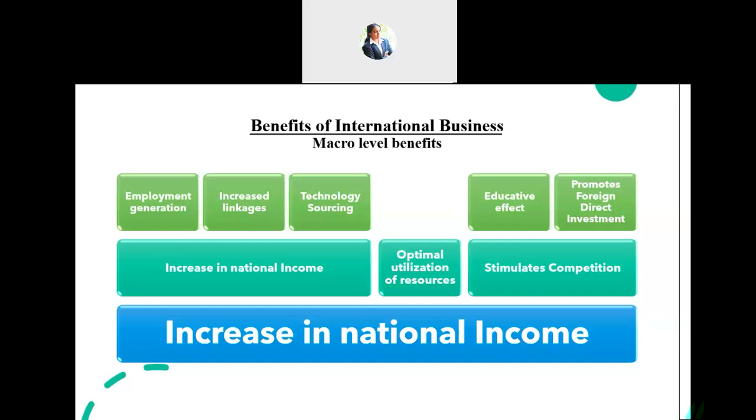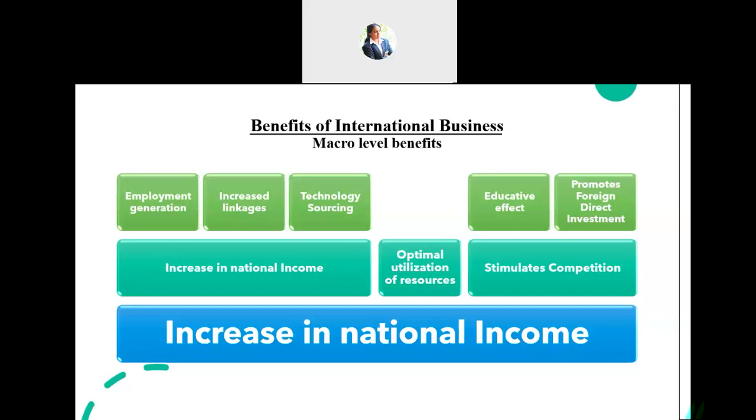And the last one under macro level benefits is technology sourcing. Today's world is such a world where everything changes rapidly, and in such a state it is important to keep up the pace with the changing technology. And this can possibly happen only when there are some kinds of links with other nations' economies, and this can happen only through international trade and business.